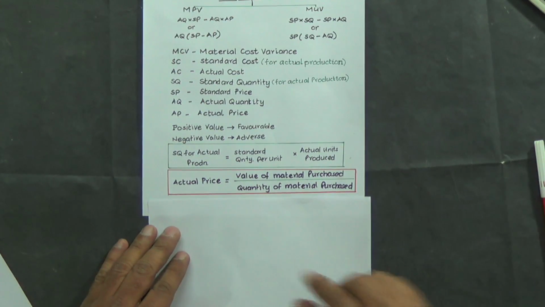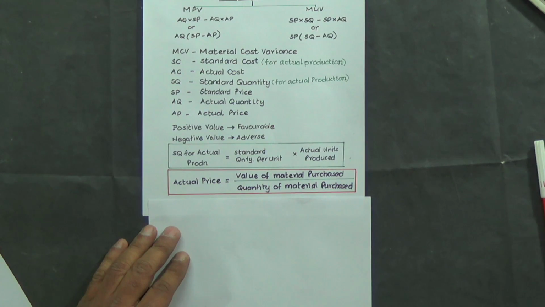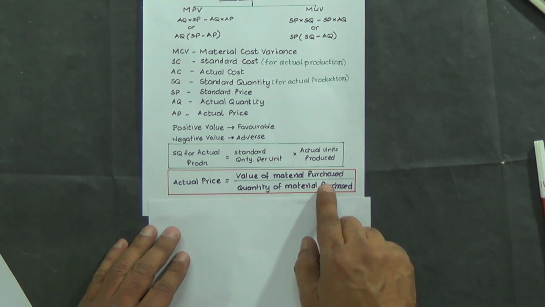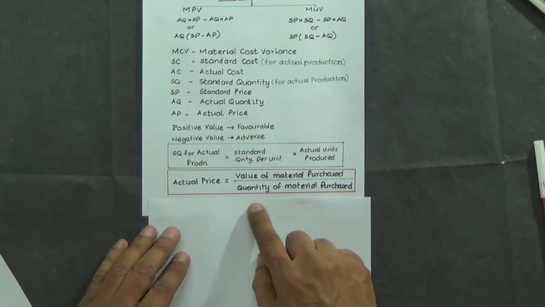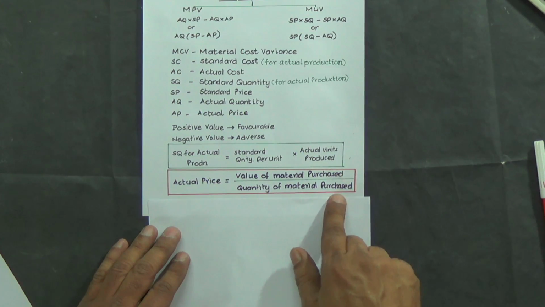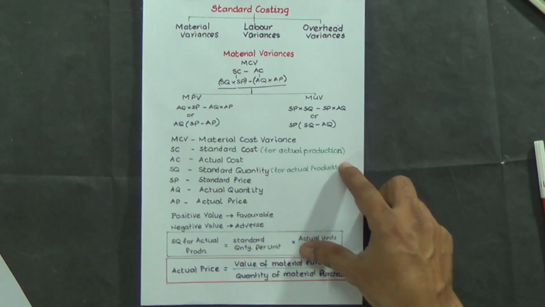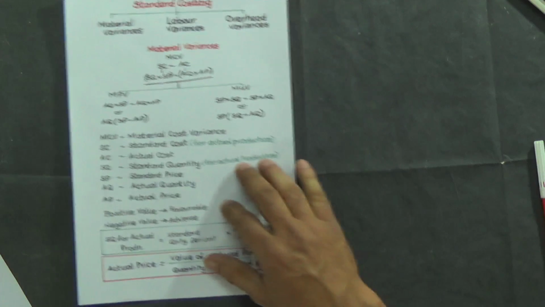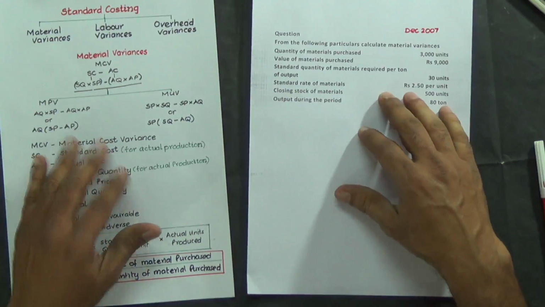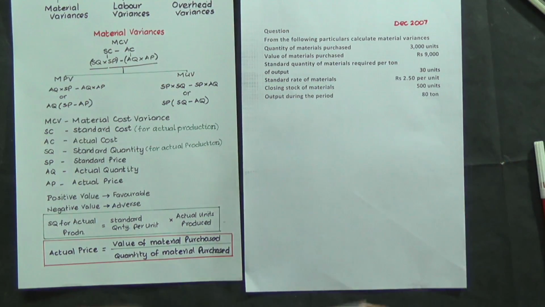Continuing further, actual price usually wouldn't have been given directly in the problem. We'll have to arrive at this. We'll be given value of materials purchased, and we'll also be given quantity of material purchased. Value of material purchased divided by quantity of material purchased will give us actual price. With this, we are through with the formula sheet. We'll see how we can utilize this formula sheet and apply it to this problem, and let us see how simple things are and how easily we can solve this.